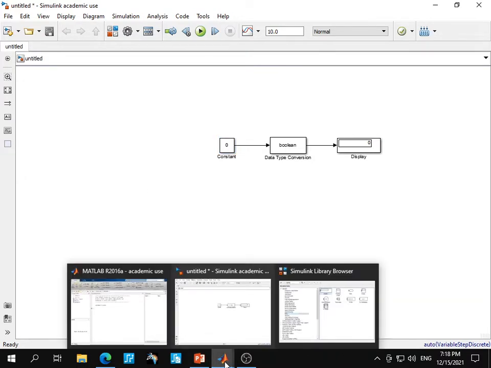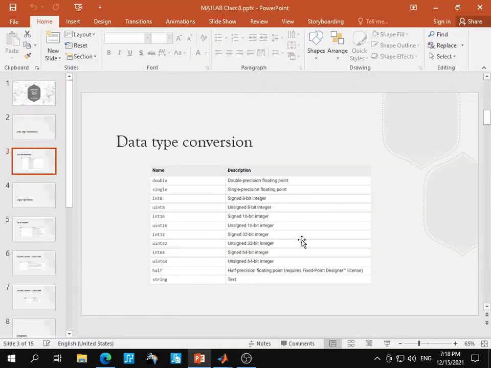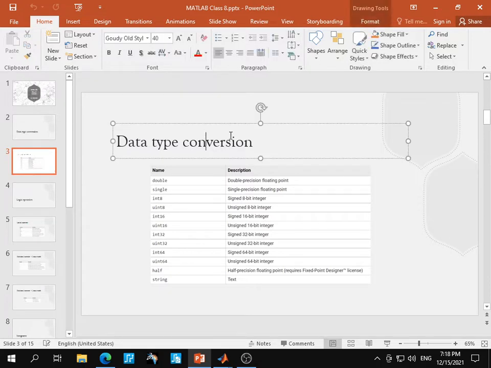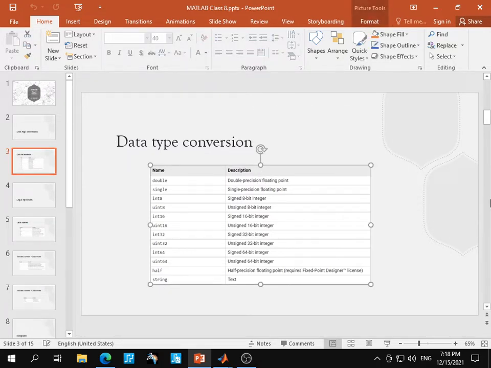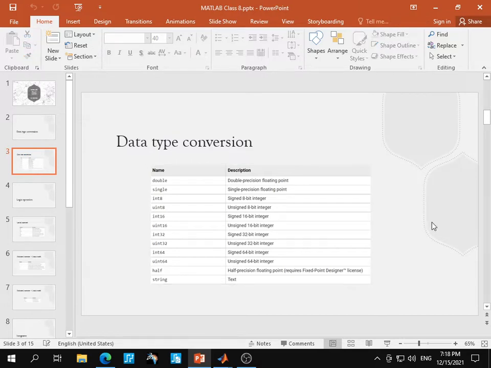So why do we need this? This data type conversion won't matter if you are doing a really small project. But if you are doing a big project, it will mean a lot, because it will affect your calculation speed.